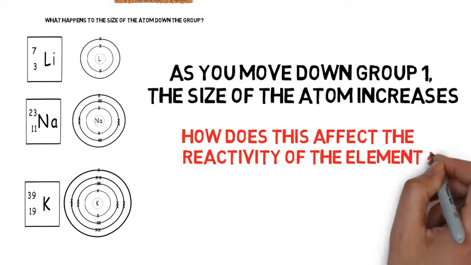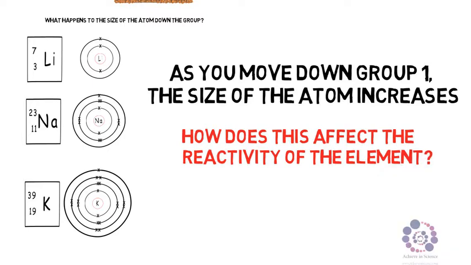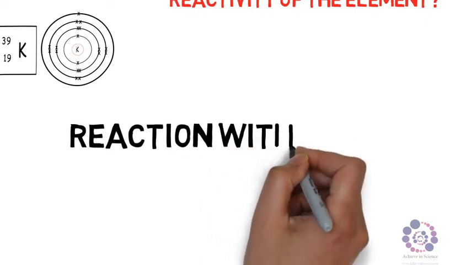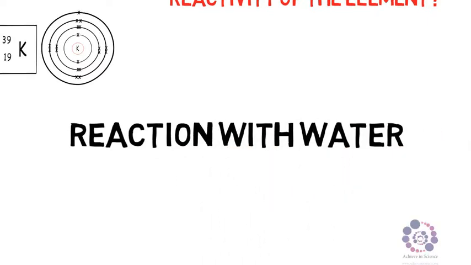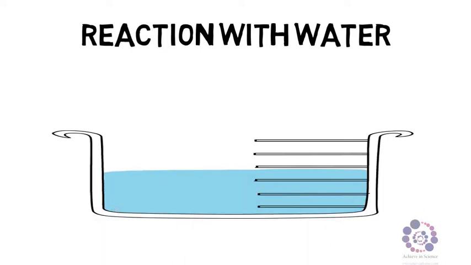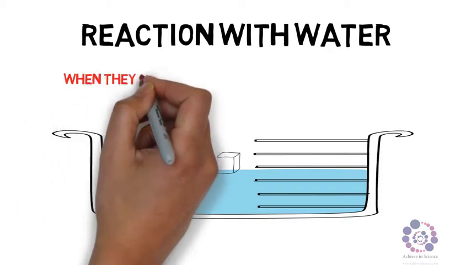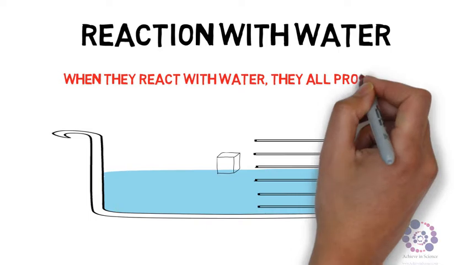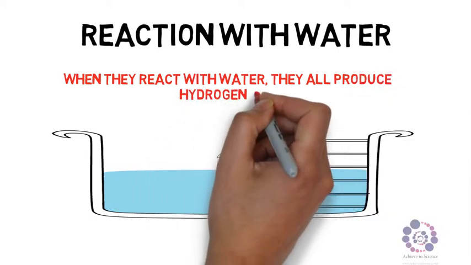Well, let's have a look at a few reactions. First of all, let's have a look at these elements reacting with water. So if we take a dish of water and we place a piece of the metal into the dish of water, we can observe what happens. Well, all of them begin to fizz across the surface of the water. This is because they produce hydrogen gas.